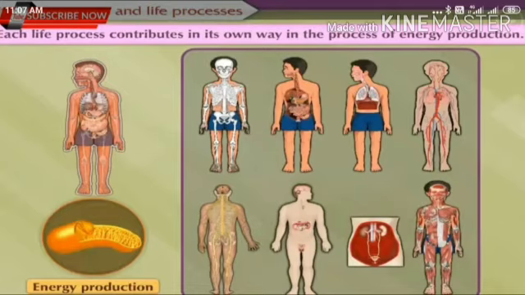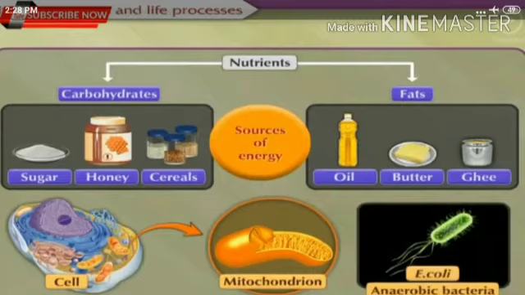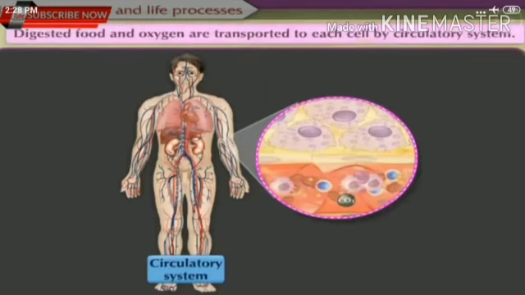For production of energy, along with nutrients, oxygen is also necessary. Not only nutrients but oxygen is also needed for the working of these different life processes and for the production of energy. An exception is some microorganisms. Some microorganisms like bacteria do not need oxygen for production of energy. The digested food and oxygen are transported to each and every cell by the circulatory system. In the circulatory system, blood is the main substance which carries different materials like oxygen, carbon dioxide, nutrients and also waste material from every part to the different systems.